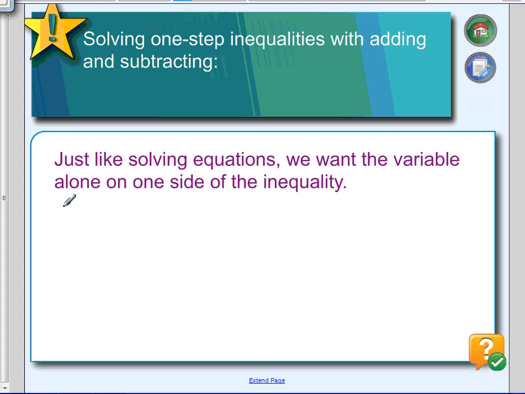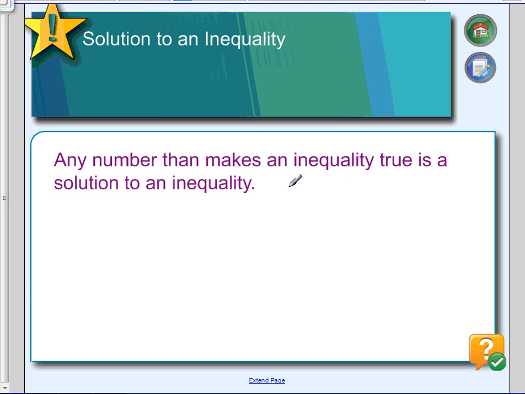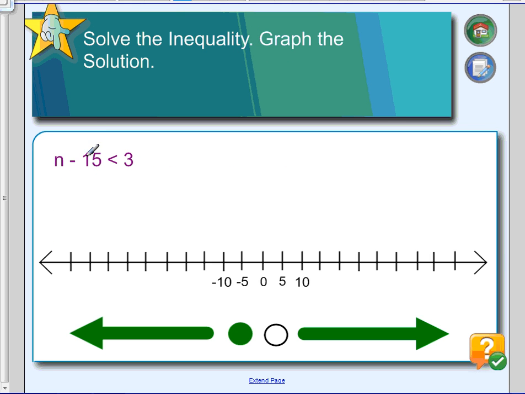In order to solve these, just like solving equations, we want the variable alone on one side of the inequality. Any number that makes an inequality true is a solution to the inequality. For example, n minus 15 is less than 3. I can just pretend that this is an equal sign while I'm solving it, the same way I would solve an equation.